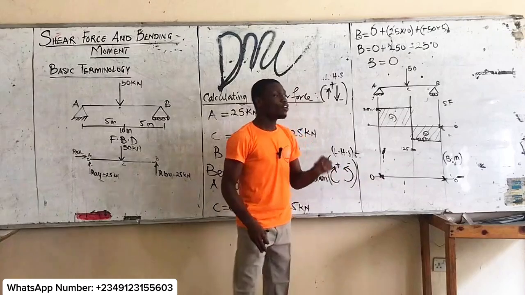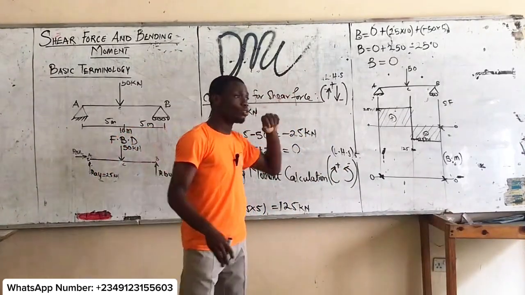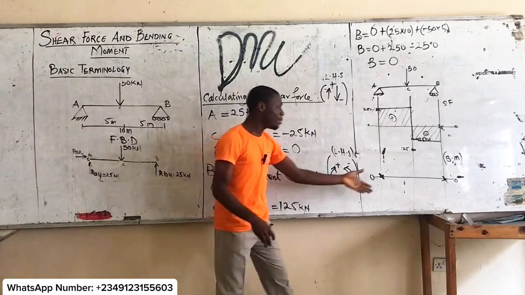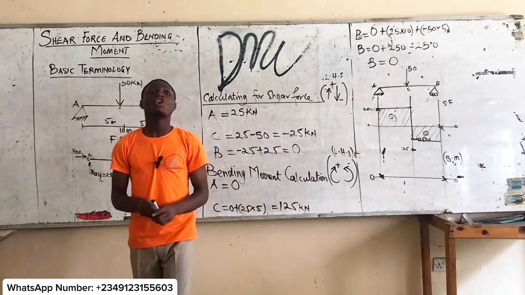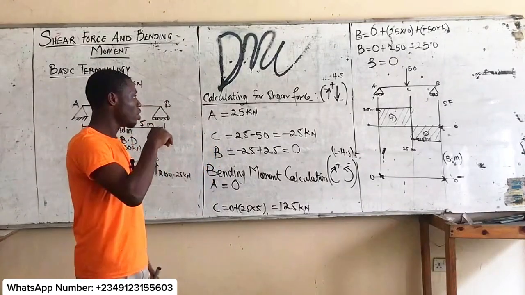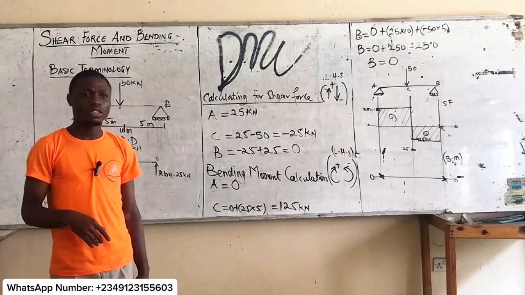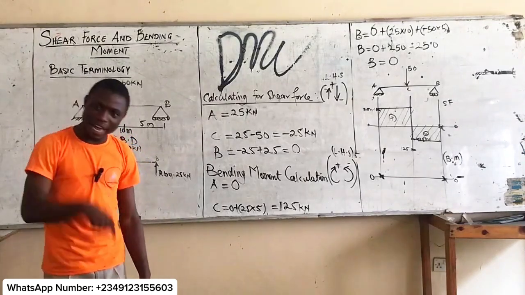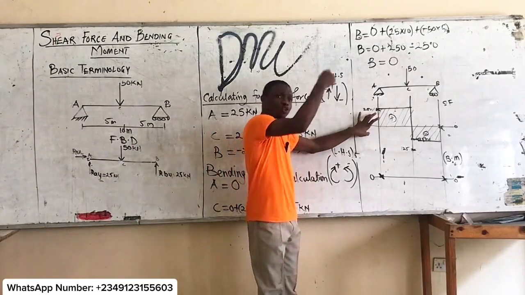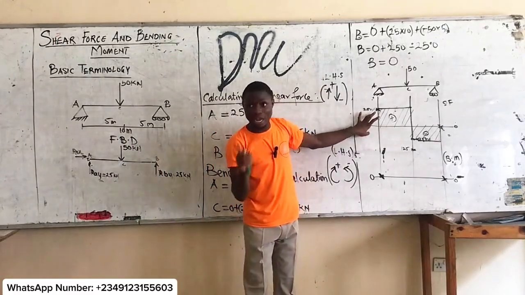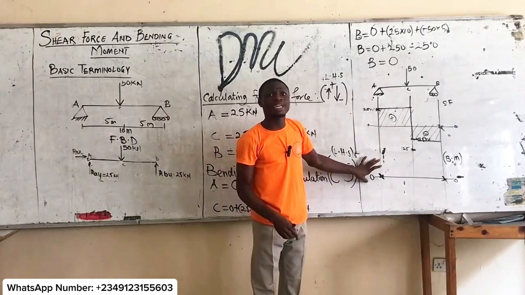Now, put that down again. For bending moment, under a point load, connect them with an inclined line. I said for shear force, for a point load, connect them rectangularly. For bending moment, for a point load, connect them with an inclined line.